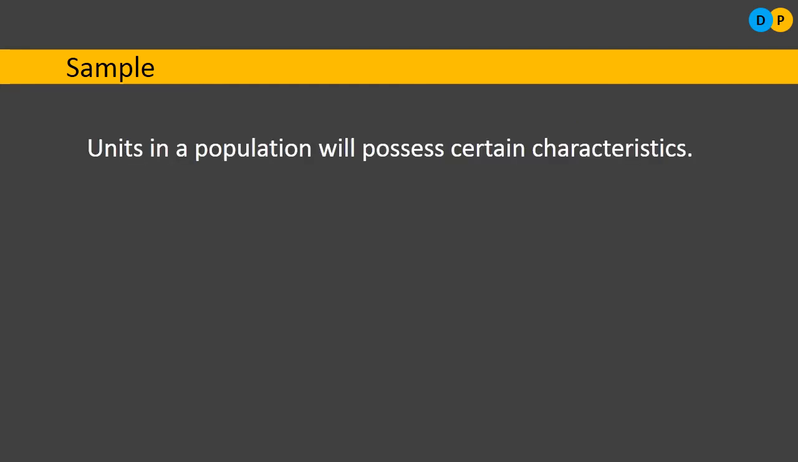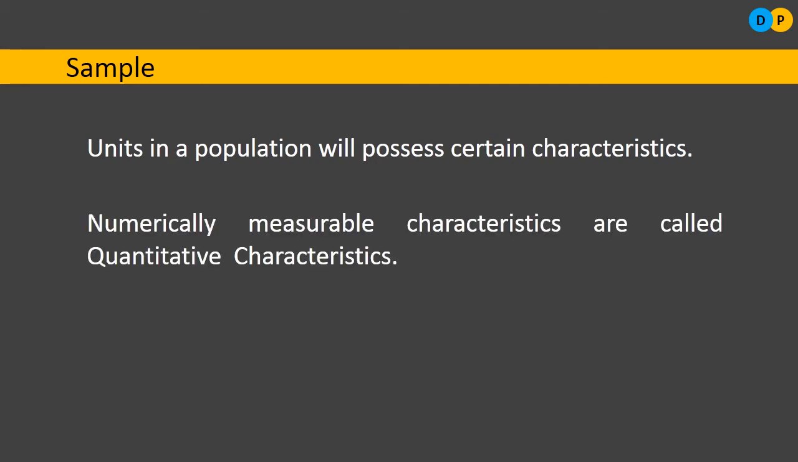Next, attached with the sample, we need to study one more thing. Units in the population will possess certain characteristics. Let us say India has 1.3 crore population. Each one of us, these individual units, will possess certain characteristics. Some of the characteristics you can measure, some you cannot measure. Some of them can be numerically expressed, some you cannot express numerically.